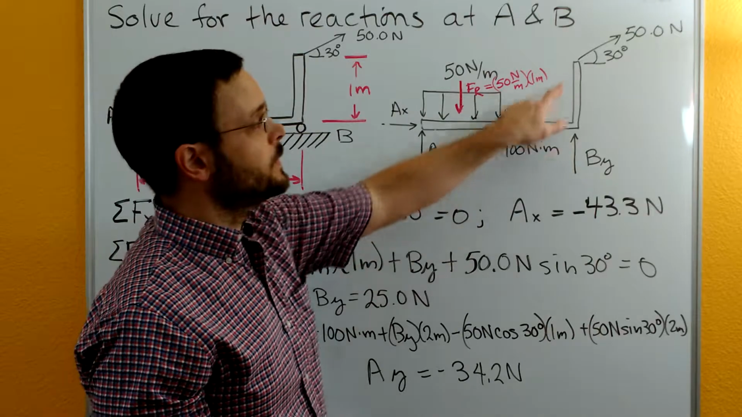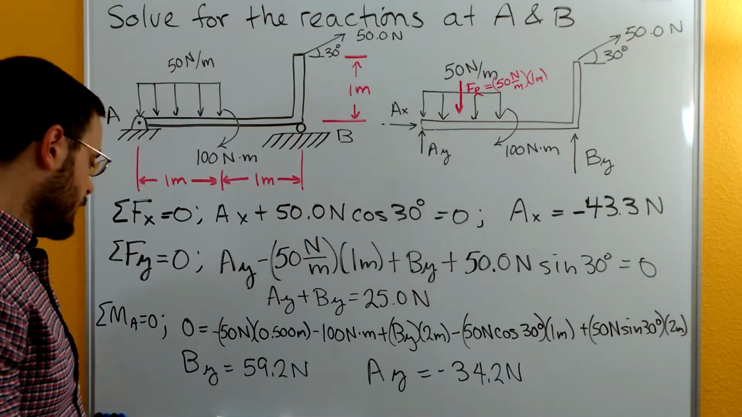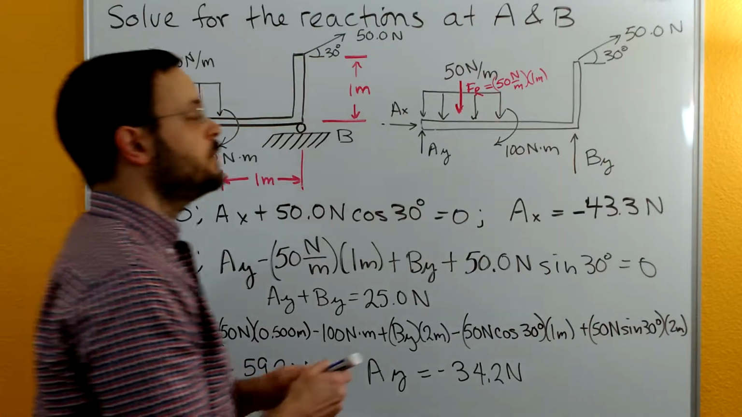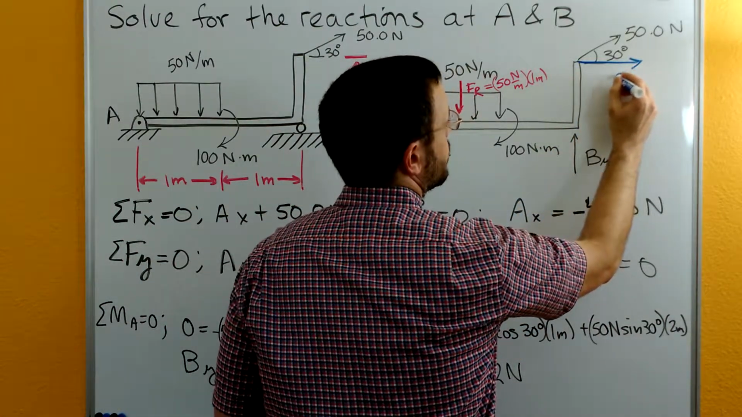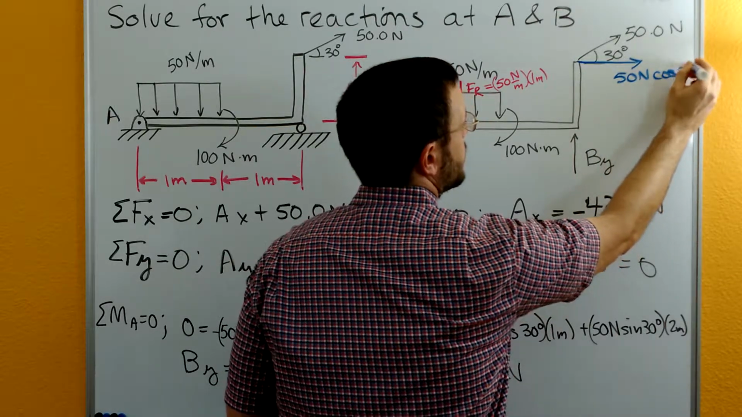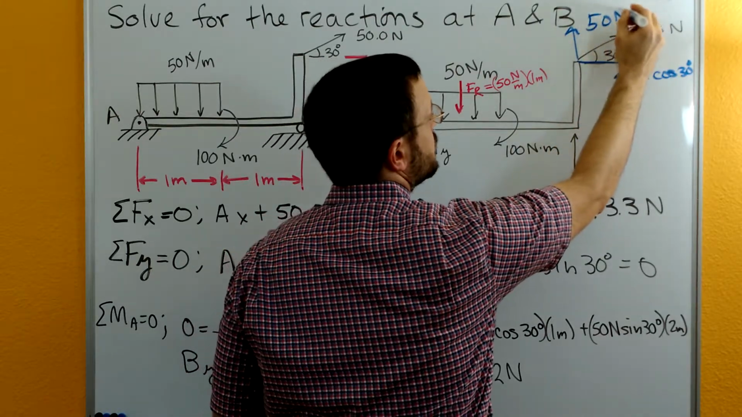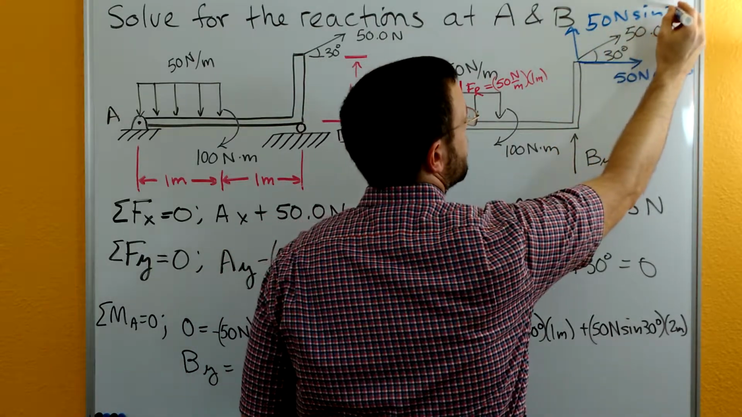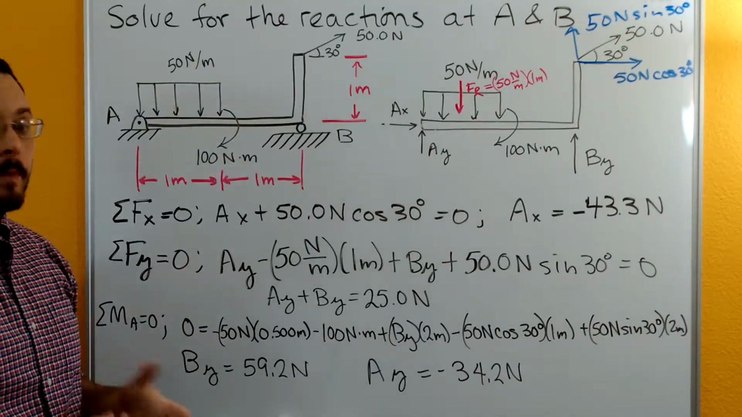Now let's look at probably this trickiest force up here, which is our 50 newtons. So remember that this 50 newtons has an x component here. So 50 newtons cosine of 30. And then it's got a y component here. So 50 newtons sine of 30. And let's just look at both of these.